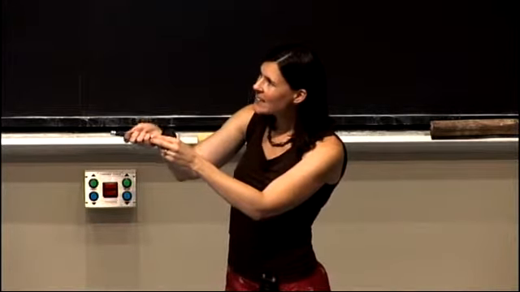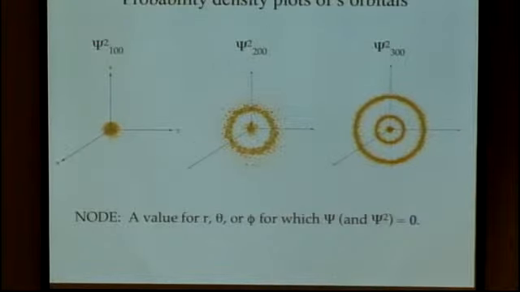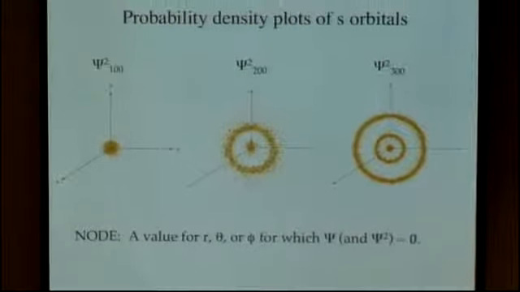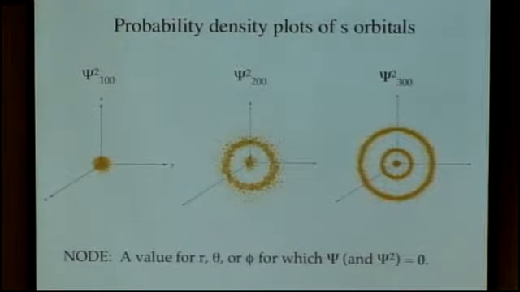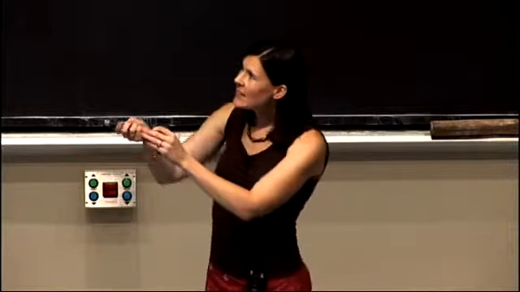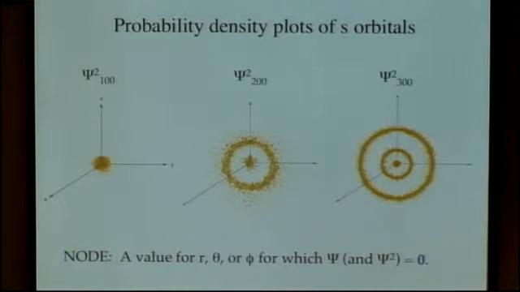But a real key in looking at these plots is where we, in fact, did go through 0 and have this 0 probability density. We call that a node. And a node, more specifically, is any value of either r, the radius, or the two angles for which the wave function, and that also means the wave function squared, or the probability density, is going to be equal to 0.